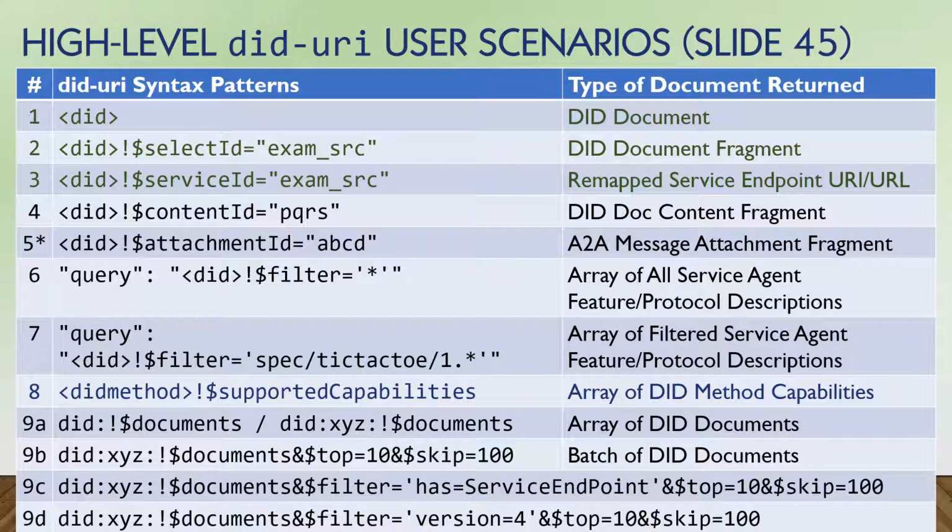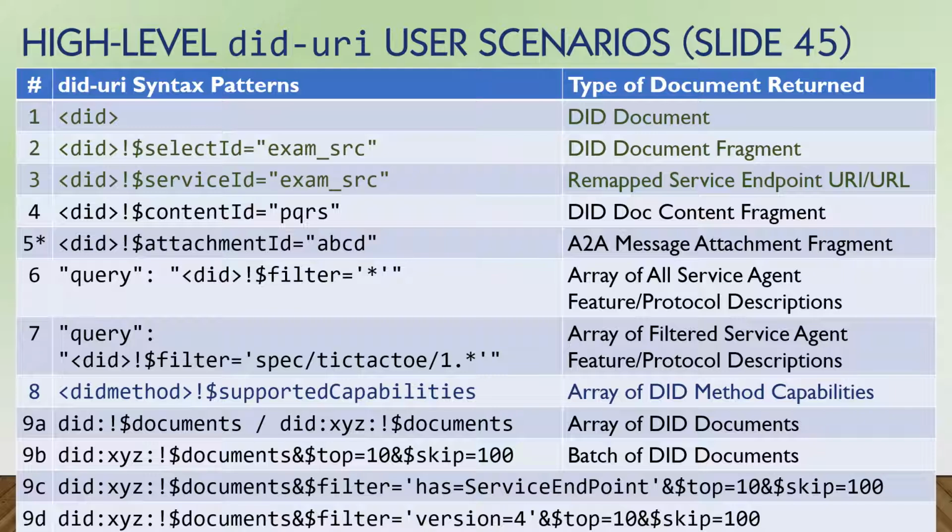So, the did exclamation $select ID equals WXYZ, that gives us a fragment. Instead of using the select ID transformer, we could use the content ID transformer. In that case, we get a did document content fragment.